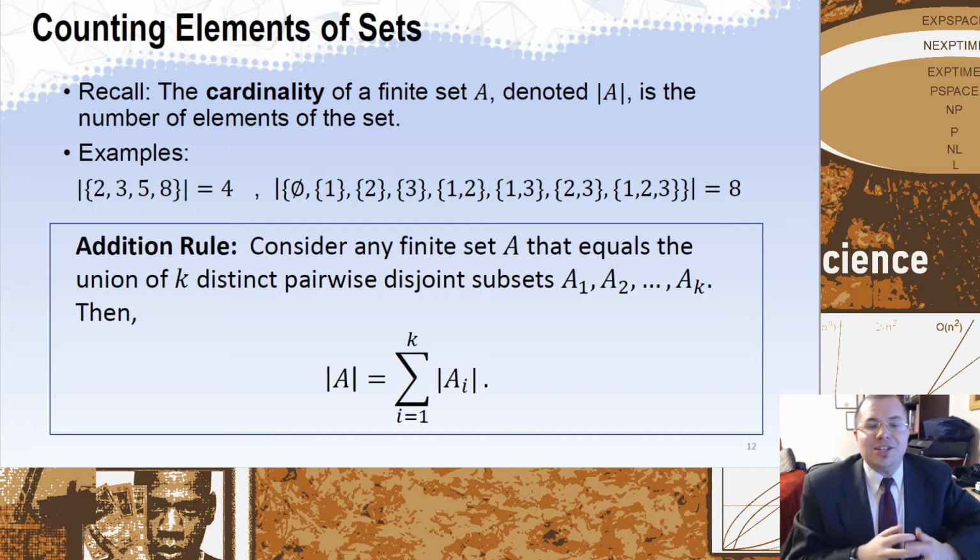But I want you to notice that B intersection A sub r plus 1 has to be empty. Because, remember, they're pairwise disjoint, right? So if I take the union of all of those other ones, none of them contain A sub r plus 1, right? No element from A sub r plus 1.